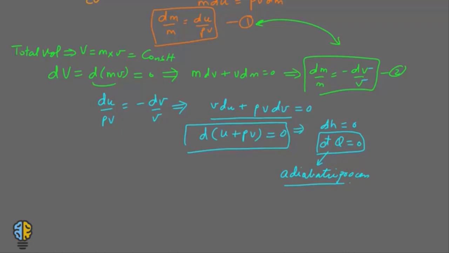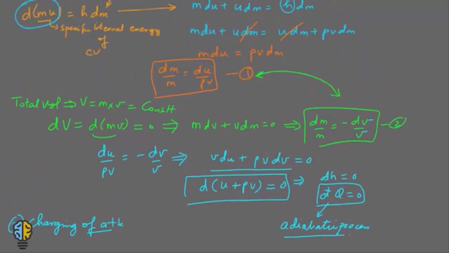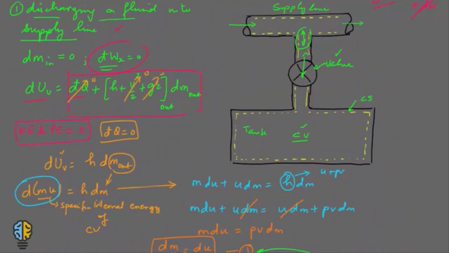Alright, now if you look at the charging of a tank, so if we talk about the second case now, the charging of a tank, this means if you go back to the figure, there is some fluid which is coming into the control volume like this. So let us say the mass in the pipe is mp, and the mass initially in the tank is m1, and the mass after filling up becomes m2.